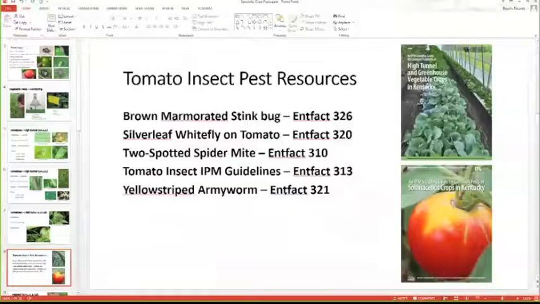In terms of tomato resources, we have scouting guides, one for the high tunnel, one for the field, and we have a number of fact sheets that are also available for various pests of tomato.